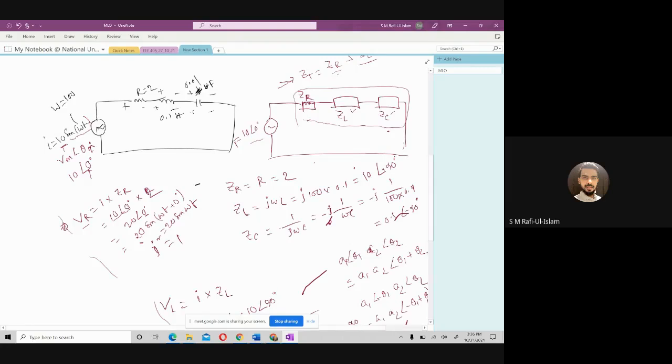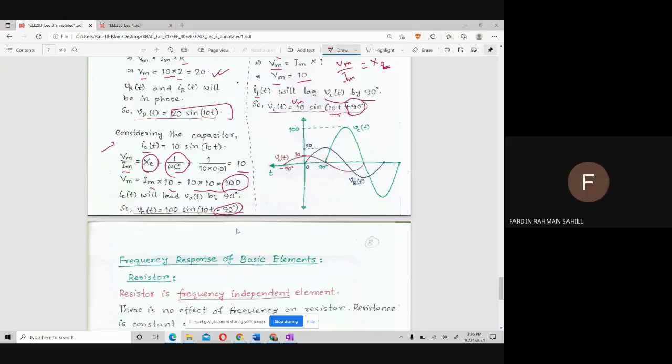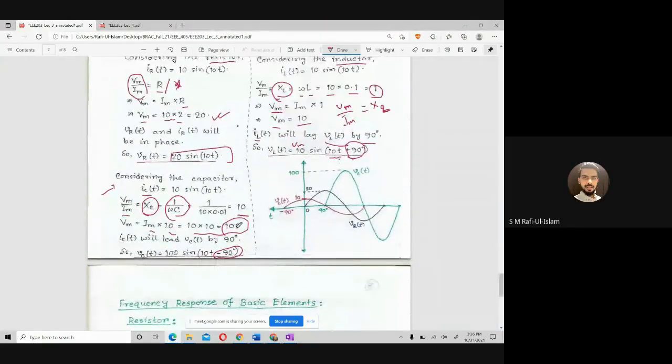If somebody says, I don't want to write like this, I want to write like this, no problem, you'll get the same answer. But the phasor form, the polar form, is the best, very easy to calculate. So what I taught, you can get these results in multiple ways. Do you understand? Yes, sir. This is what I wanted to say.